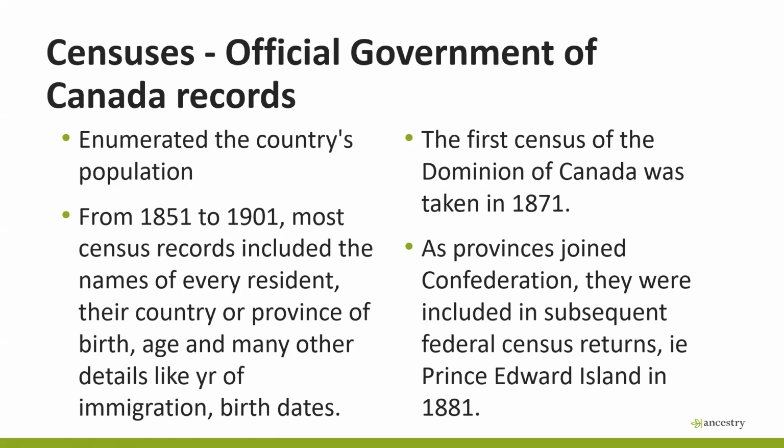The first census of the Dominion of Canada was taken in 1871, as it existed in 1871. As all the other provinces slowly came into Confederation, they are included in other census years. So PEI is in the 1881 census and so on.